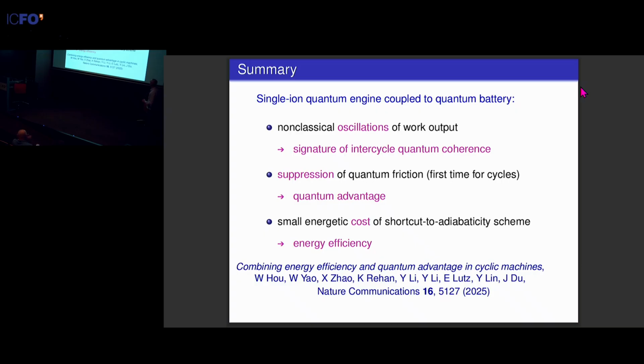And then we suppress quantum friction, observe quantum advantage, evaluate the cost of the shortcut, and find it's almost nothing, 10% of what you get out, that's efficiency. And I think all these points taken together, it's the first experimental observation of quantum advantages combined with energy efficiency and shortcuts for full cycles. If you want to know more, ask questions or please check that reference.